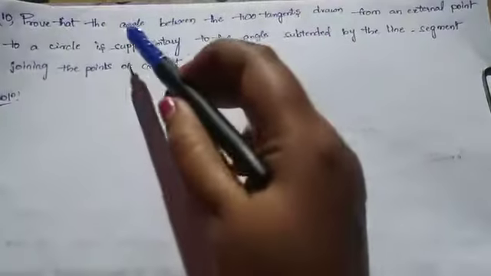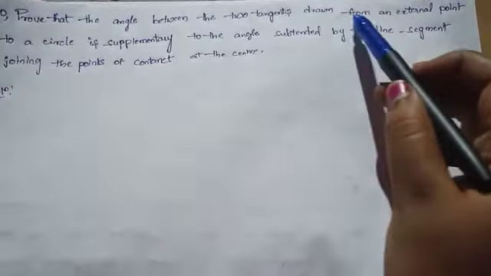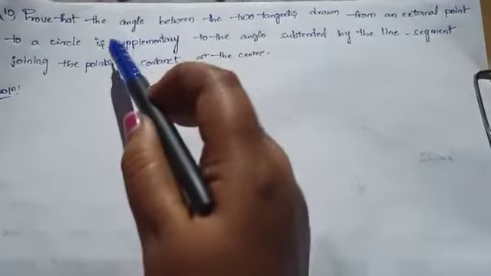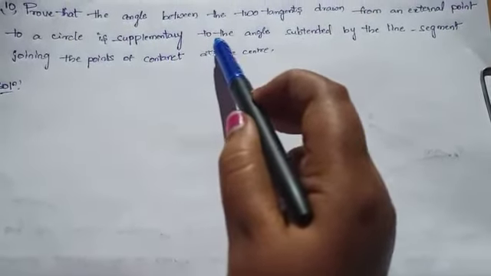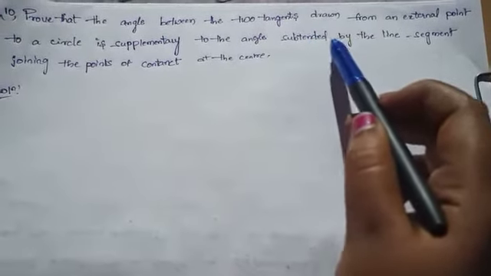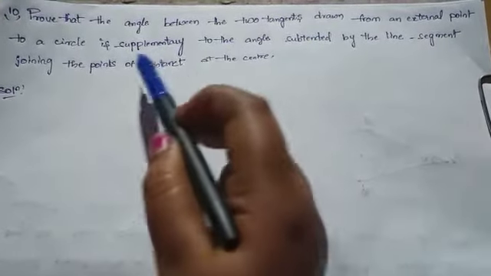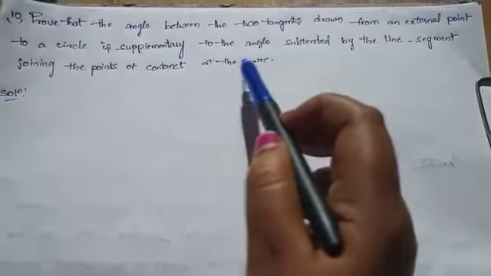Let's discuss the 10th question in circles. Prove that the angle between two tangents drawn from an external point to a circle is supplementary to the angle subtended by the line segment joining the points of contact at the center.